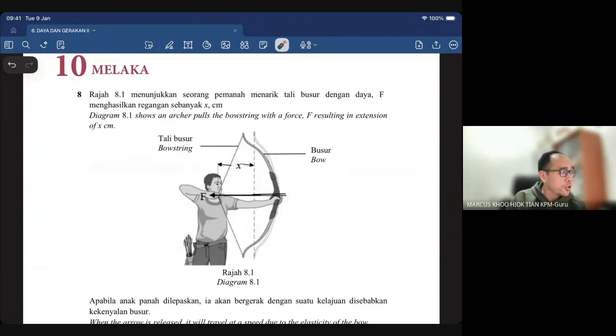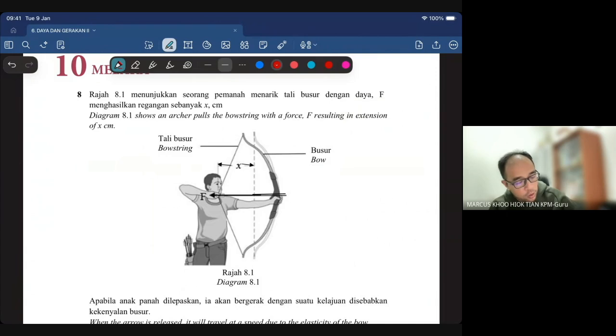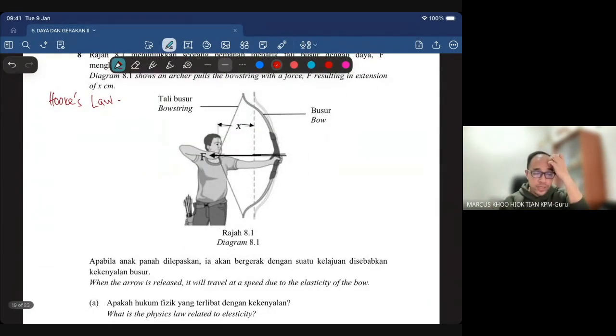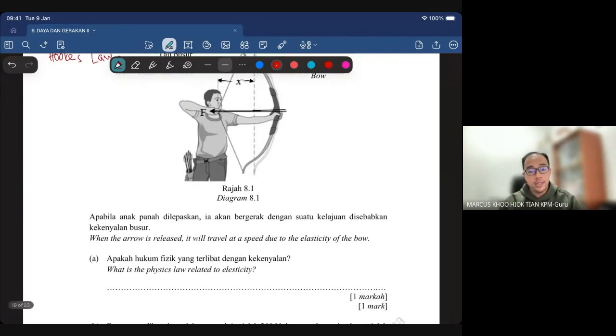So this is an archery situation. If we have an archery situation and you're talking about extension, you know that this is about Hooke's law. So we are coming back to Hooke's law again. The bowstring and the bow is over there, and there's an extension of X that you see. When the arrow is released, it will travel at a speed due to the elasticity of the bow.